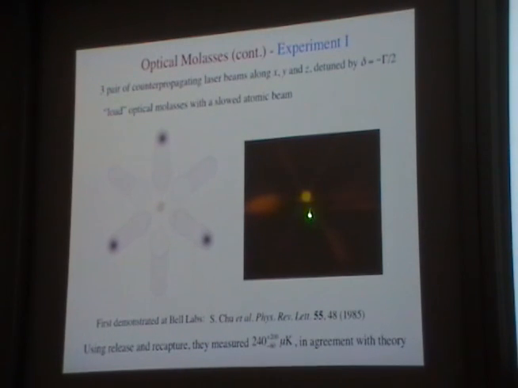And here's actually a picture of optical molasses. This is not from Chu's experiment, but from the apparatus I used at NIST, where you can see the intersecting laser beams due to background vapor in the system. But this bright ball in the middle corresponds to the atoms that are slowed down using this optical molasses, or Doppler cooling.